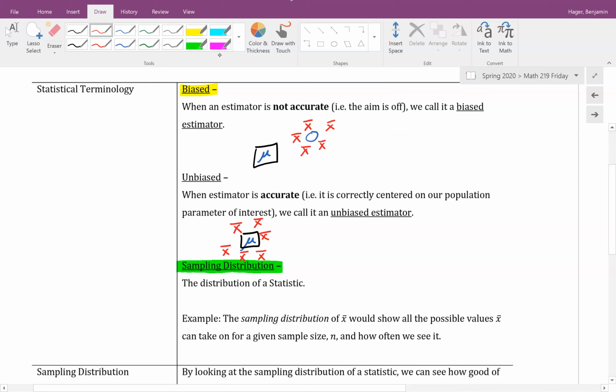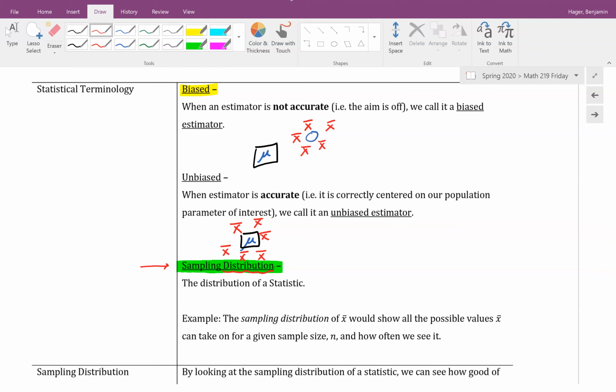A sampling distribution. This is something that we are going to be using a lot. And we've talked about distributions in the past, right? Some distributions we've talked about, we've talked about frequency distributions. Remember, that's when you list every possible outcome that can occur and then how many times a particular outcome occurs. We've talked about probability distributions. So that's when you list every outcome that can occur along with the probability of each outcome occurring.